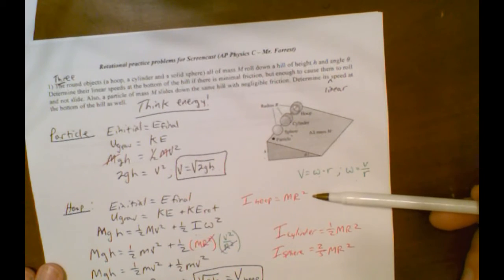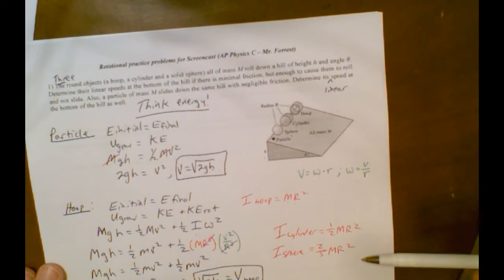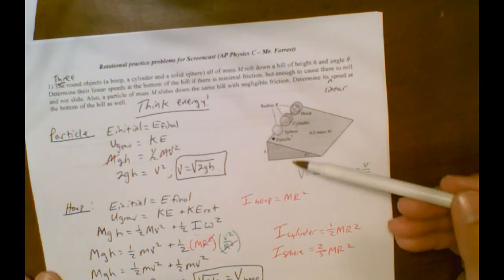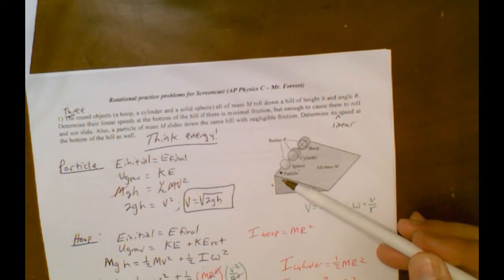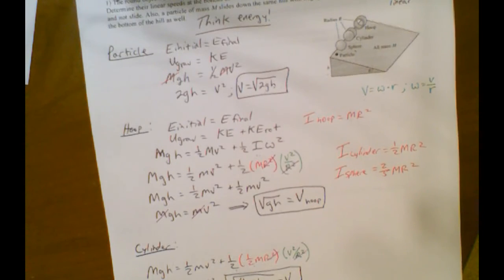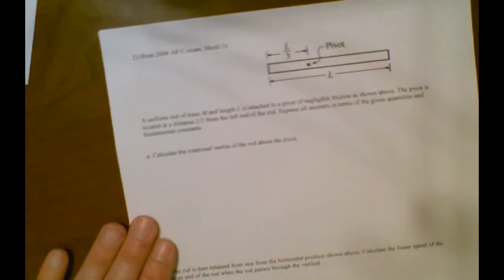So that agrees with the idea that this has the greatest moment of inertia, middle, least moment of inertia. And the particle, which doesn't have any rotational energy at all at the bottom, gets down there the fastest. Okay. So that's the first one, and I will upload a PDF of that as well.